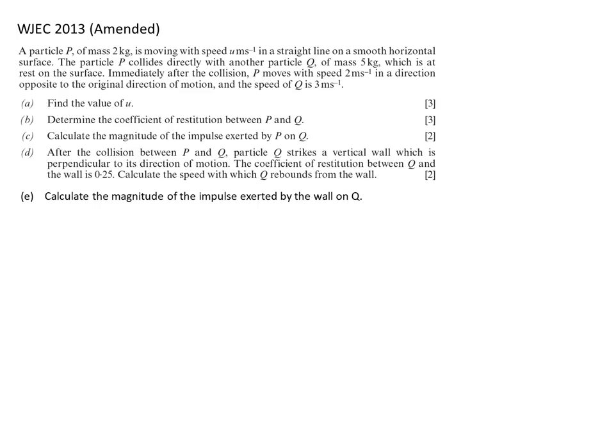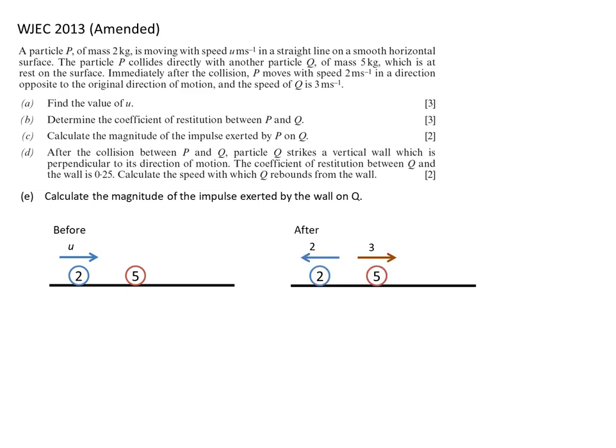So, we're dealing with a collision question. We need a clear before and after diagram. Before the collision, we have P moving at u meters per second and Q stationary. After the collision, we have P moving in the opposite direction to its original motion at 2 meters per second, and Q moving off at 3 meters per second.